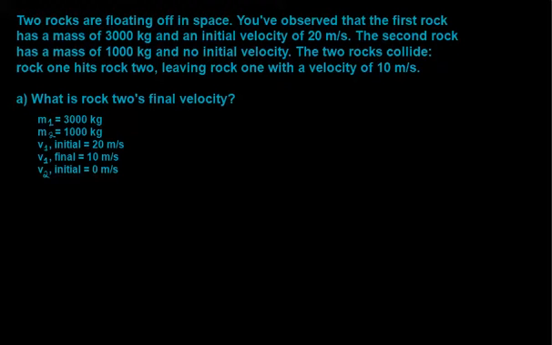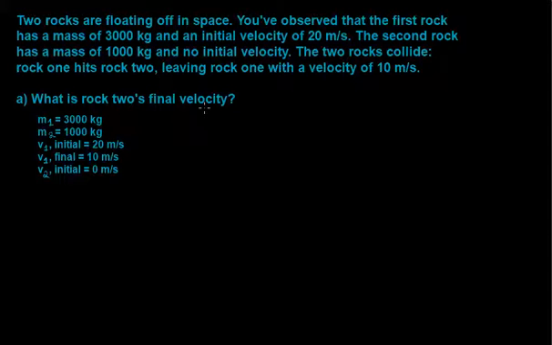So this problem here says that there are two rocks floating up in space. We've observed that the first rock has a mass of 3,000 kilograms and an initial velocity of 20 meters per second. As well, there's a second rock with a mass of 1,000 kilograms and no initial velocity. The two rocks collide. Rock 1 hits rock 2, leaving the first one with a velocity of 10 meters per second. And we have a part A here that is asking what is rock 2's final velocity.